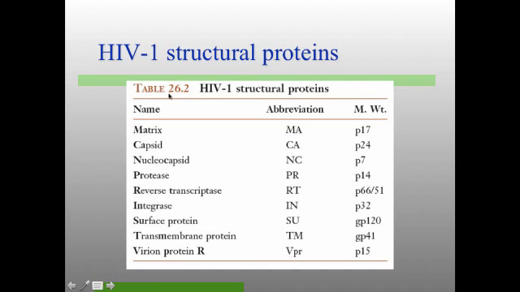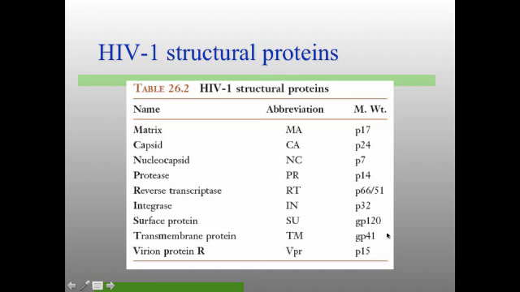What are the structural proteins? They're very similar to what we've already talked about: matrix, capsid, nucleocapsid, protease, reverse transcriptase, integrase, SU and TM. The only other thing which is different between HIV-1 and all of these other retroviruses is this virion protein R, VPR. Unfortunately, there's a lot of other names that people use in HIV.